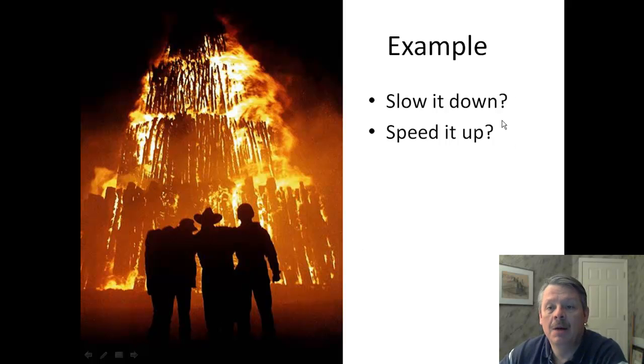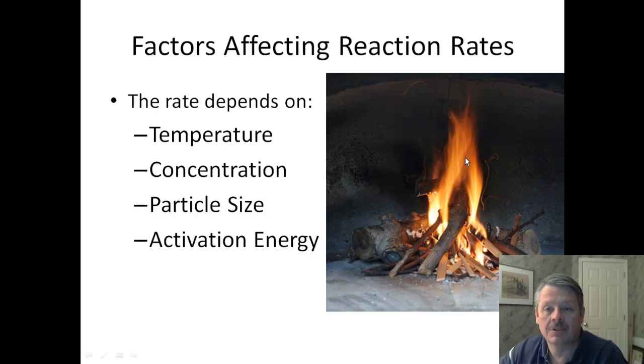How do we speed it up? Well, certainly we could add more heat to it. We could add more air to it. We could start this fire when there's a lot more wind, and that would make it go faster. So let's look at some of the factors that we can use to affect reaction rates. We've already talked about a couple. You could make it hotter, which will usually make something react faster. We make it colder, and that'll make it react slower.